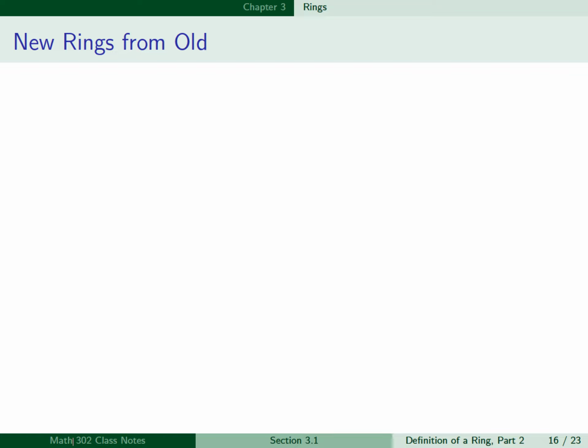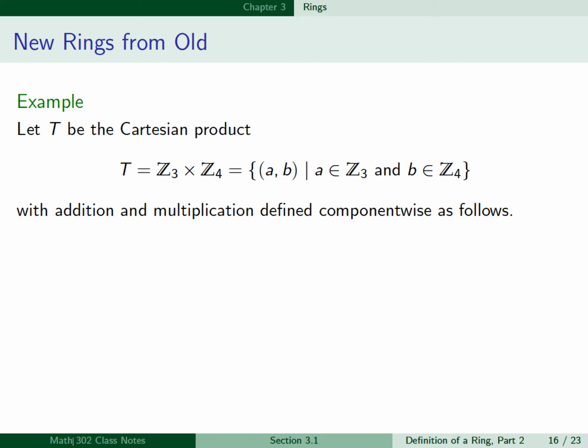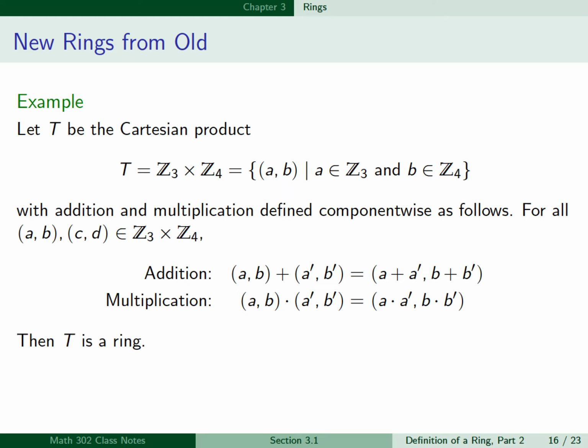Next, we want to look at some ways to construct new rings from old. And we'll start with an example. Let T be the Cartesian product Z3 cross Z4. So this is the set of ordered pairs (a, b), where a comes from Z3 and b comes from Z4. And we can define addition and multiplication component-wise as follows. For all ordered pairs (a, b) and (a', b') in Z3 cross Z4, (a, b) plus (a', b') is equal to (a plus a', b plus b'). I can see that I really intended to have (a, b) and (a', b') instead of (c, d). Then multiplication is also defined component-wise, so (a, b) times (a', b') will be (a a', b b'). Then you can show that T is a ring.